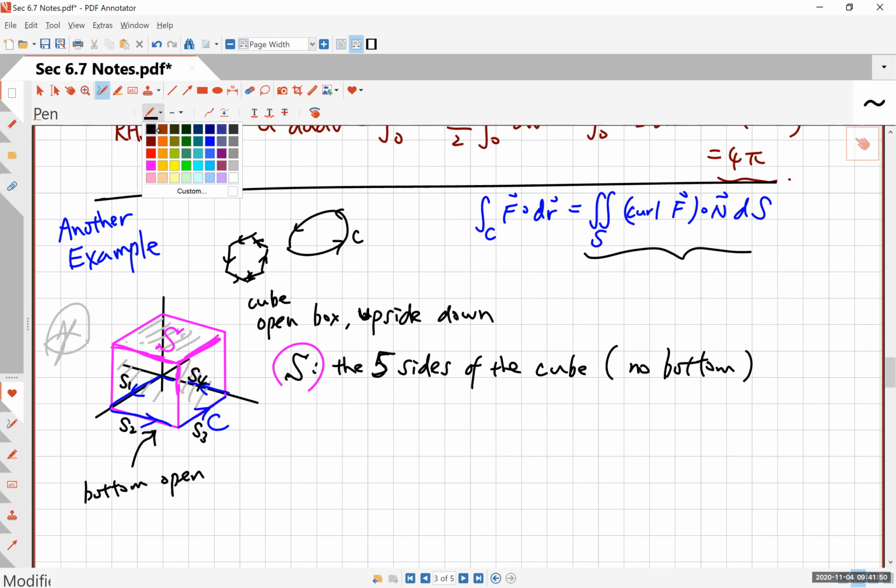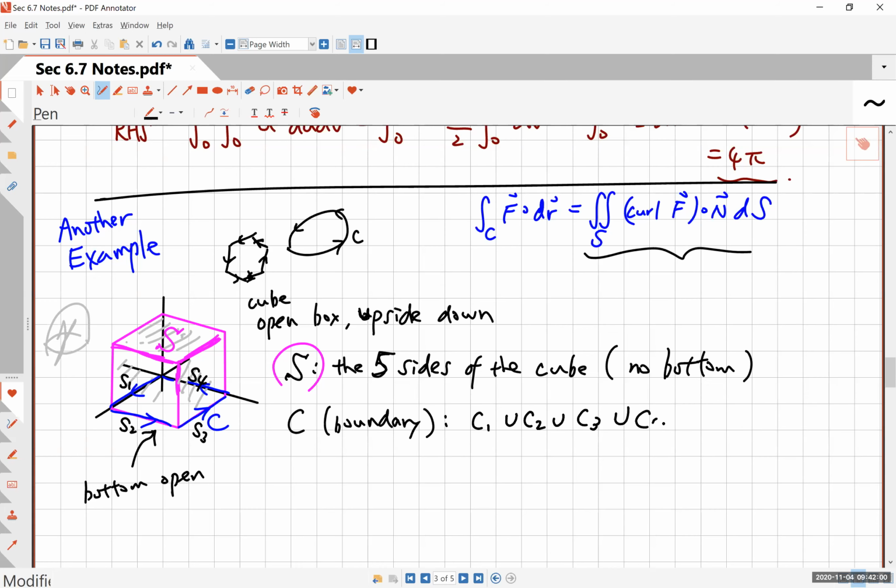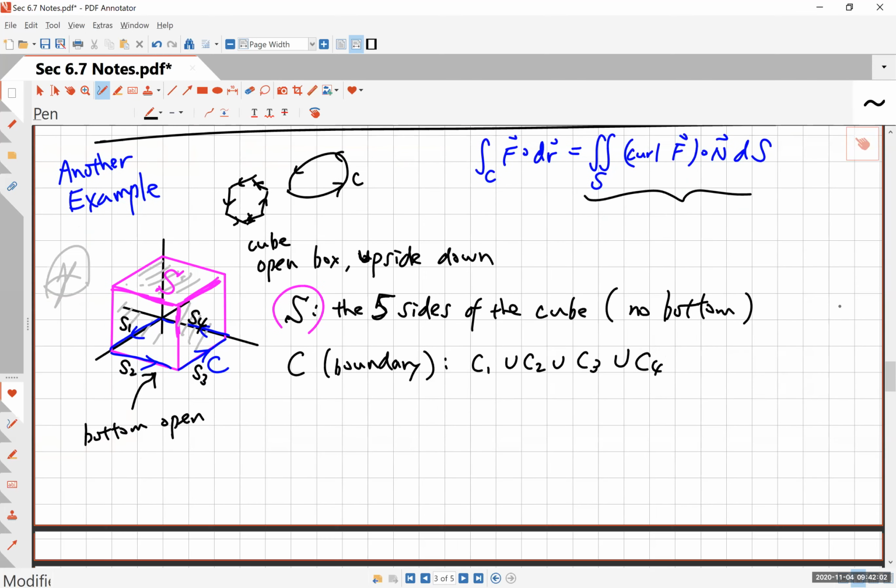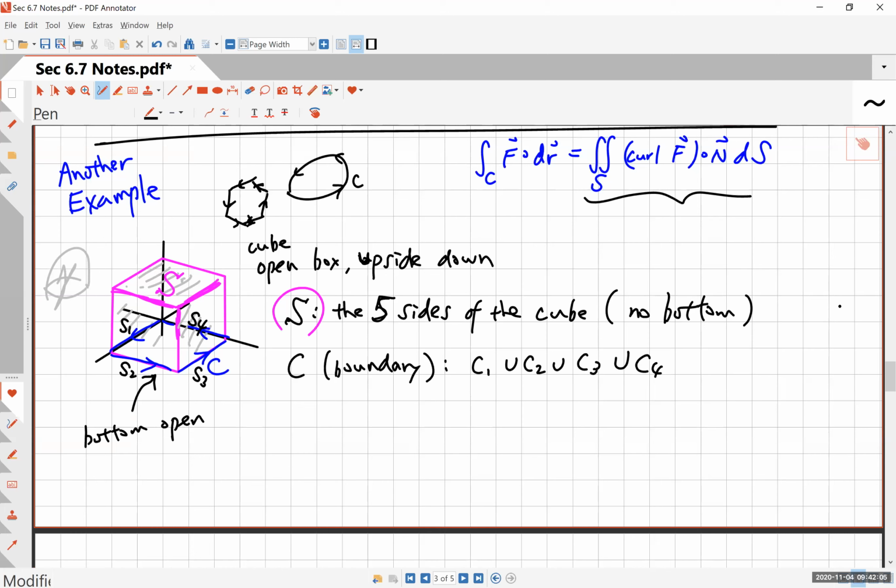Okay, so C, the boundary, is C1 union C2 union C3 union C4. And we assume that this is written in this order as you go around this loop, right? And this is counterclockwise, which is consistent with outward bound normal vectors. Okay, so that's the way the orientation is given.